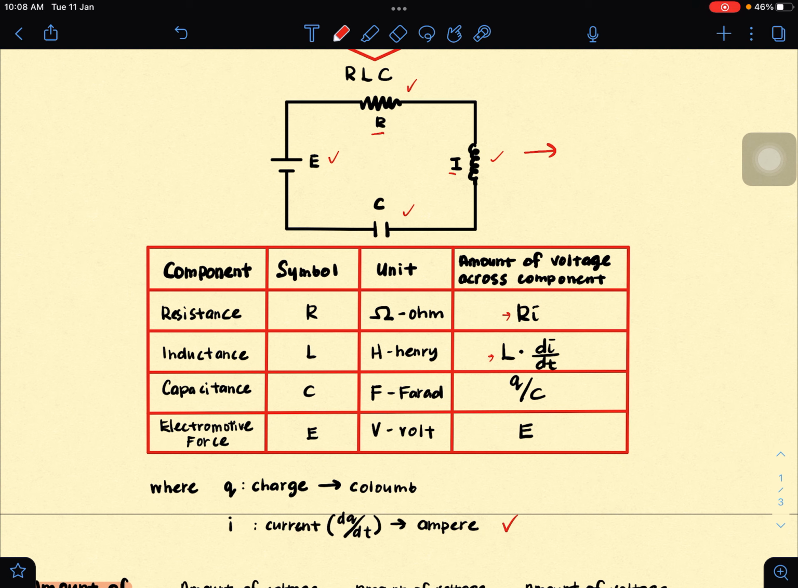And the third component, which is a capacitor, the symbol is C. The unit is farad. Okay, and the amount of voltage across the capacitor is Q over C, where Q adalah charge. Unitnya adalah coulomb. Okay, Q over C, Q adalah charge, unitnya adalah coulomb, C adalah constant.